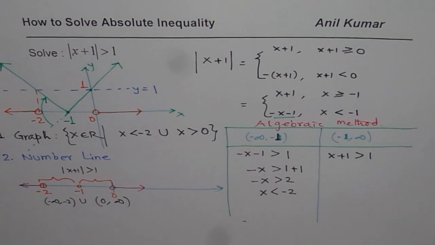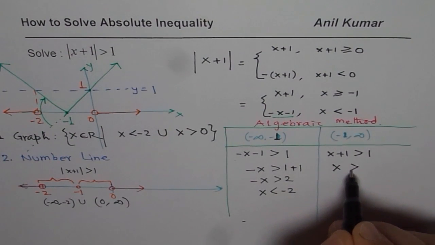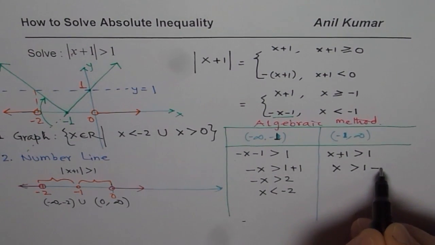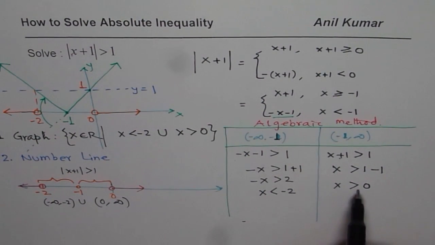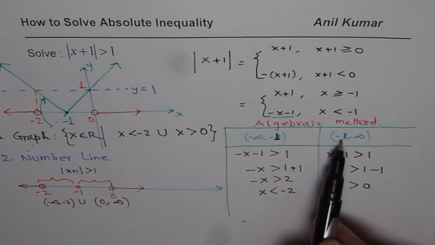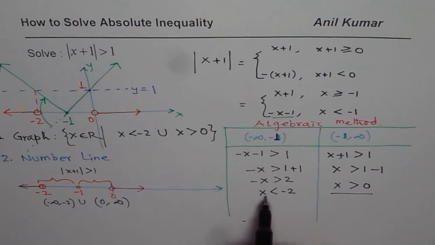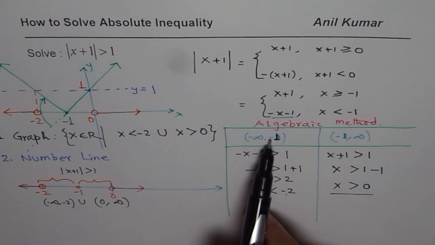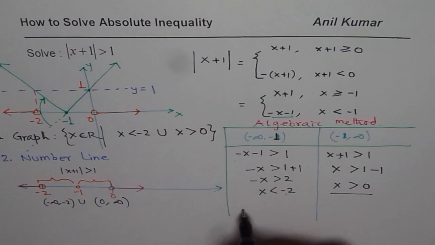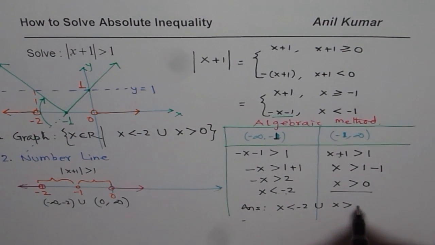So that is one solution. The second solution will be on this side. X will be greater than 1, plus 1 taken to this side will be minus 1. So x is greater than 0. Now since x greater than 0 is also on the right side of minus 1, that becomes our solution. Since x less than minus 2 is within our interval minus infinity to minus 1, that is also our solution. So we have two solutions here, that is x is less than minus 2 union x is greater than 0.